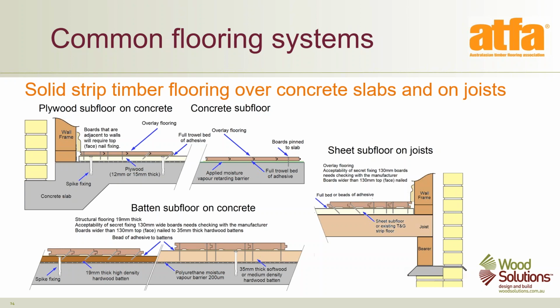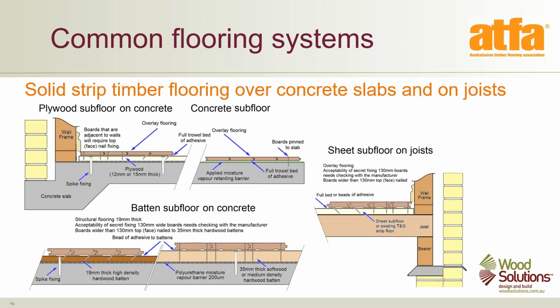Now, underneath that, we've got a batten subfloor on concrete, and we've got boards of different sizes there. Again, you've got the black plastic polythene moisture vapor barrier, 200 microns thick across the slab. You've got your battens being spiked down into the slab, and you've got your timber flooring on top. Now, if it's going to be top nailed, then you're going to need a thicker batten, and if it's a wider board, then sometimes people prefer to top nail those boards. And if it's thinner flooring and not quite as wide, we can use a thinner batten, which is usually a hardwood batten that can be secret fixed into that. So that shows two other methods of installing over concrete.